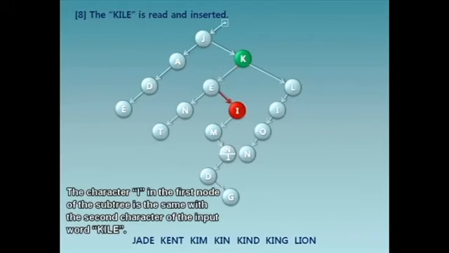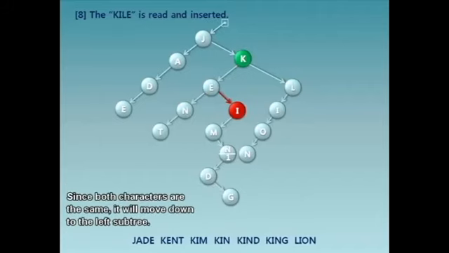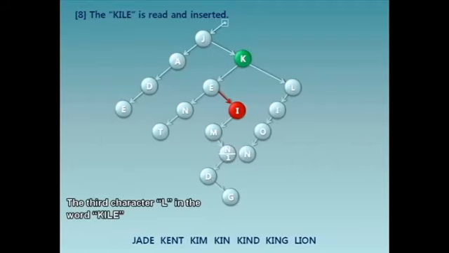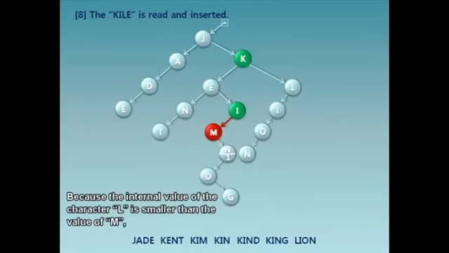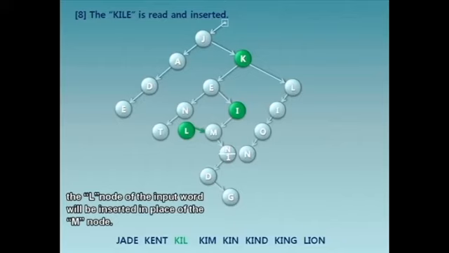The character i in the first node of the subtree is the same as the second character of the input word Kyle. Since both characters are the same, it will move down to the left subtree. The third character l in the word Kyle will be compared with the character m in the header node of the left subtree. Because the internal value of the character l is smaller than the value of m, the l node of the input word will be inserted in place of the m node.